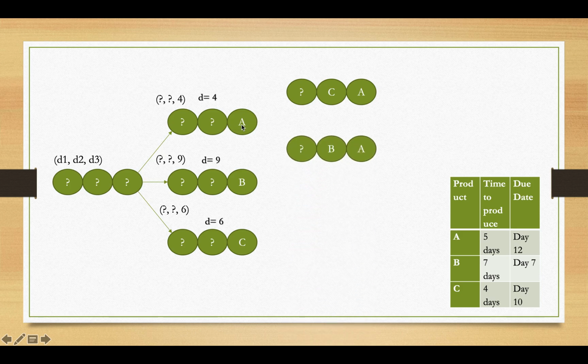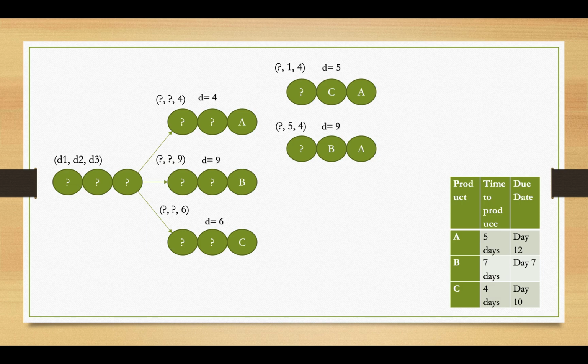For the first solution, we have to find out if we will produce product C second or product B second. In order to do this, we have to find out at what day product C is produced. Product C is produced at the time to produce of B plus C, which is the 11th day. Now, the due date of product C is the 10th day. So 11 minus 10 is equal to 1. We add that to the delay time of 4 already, which gives a delay time of 5.